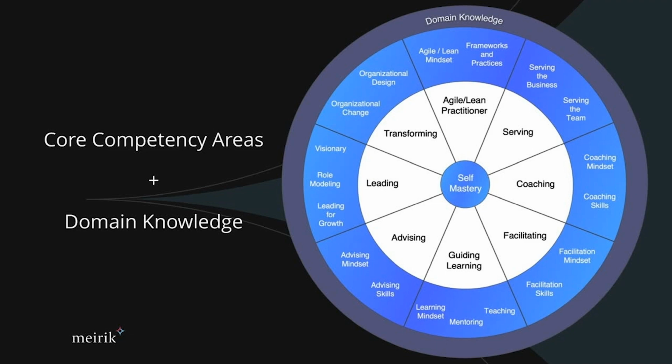Agile mindset, so understanding, believing in the values of Agile, principles from the manifesto, values from other frameworks, and also understanding the frameworks, knowing the frameworks, practices, experimenting with them. Later, when we talk about the different levels of skills that this model proposes, perhaps we'll say a few more words. Serving, what would it be about to me?